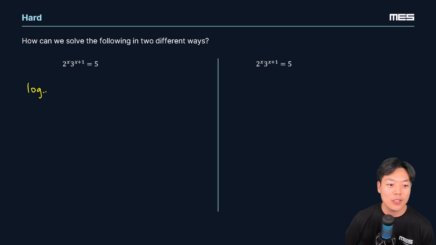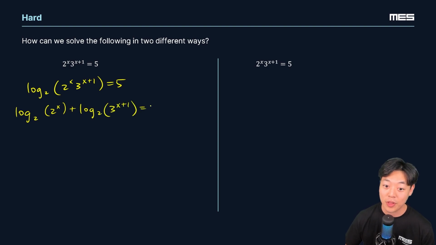Let's take log base 2 of both sides. And using our logarithmic properties, I can split this expression into 2 separate logs. So I have log base 2 of 2 to the x plus log base 2 of 3 to the x plus 1. Remember your logarithmic properties. If we're multiplying 2 things within the argument of a log, I can split it up as the sum of those 2 terms within those same logs with the same base.